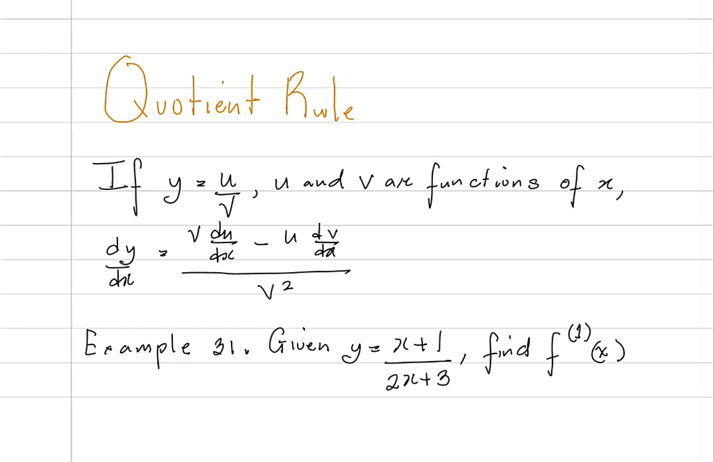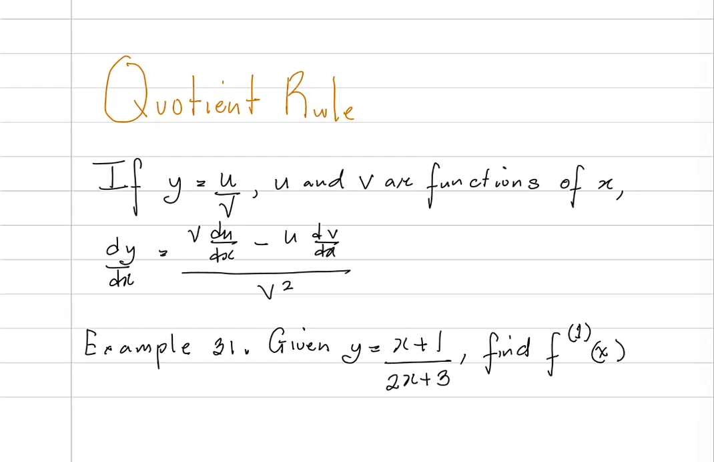Quotient rule. If y is equal to u over v, and u and v are functions of x, dy by dx would be equal to v du by dx minus u dv by dx, all over v squared.